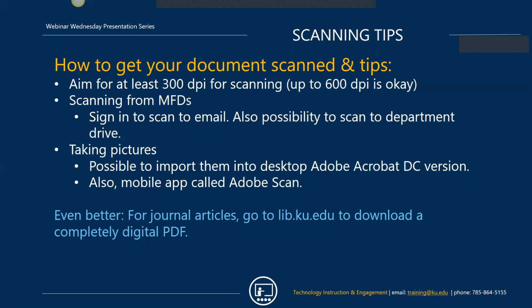Now it is possible to scan from the multifunction device, or the MFD, that you have in your department. I just want to point out some nice features there. There should be the feature by default that once you sign in to that MFD and you use your KU online ID and password, and you select scan, you should be able to select email. And once you scan that document, it should just email you the PDF, which I really like.